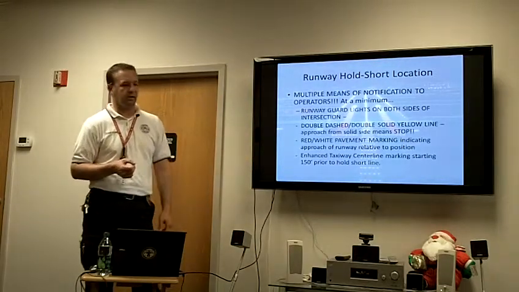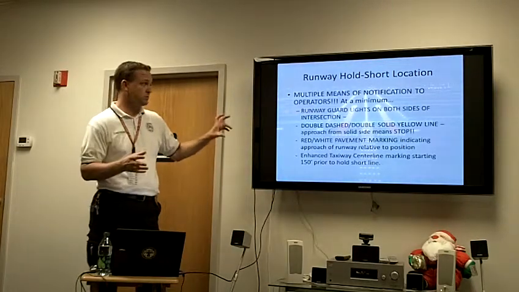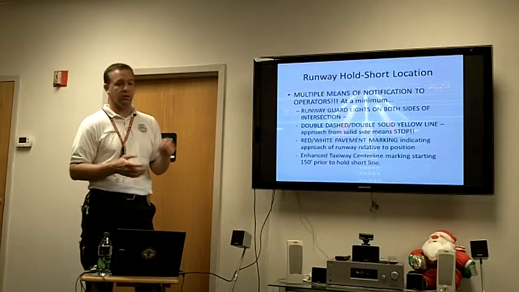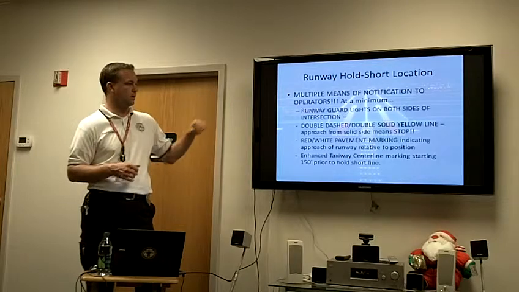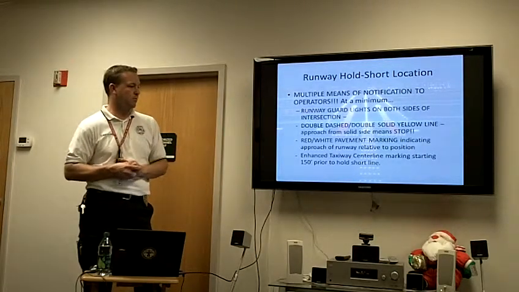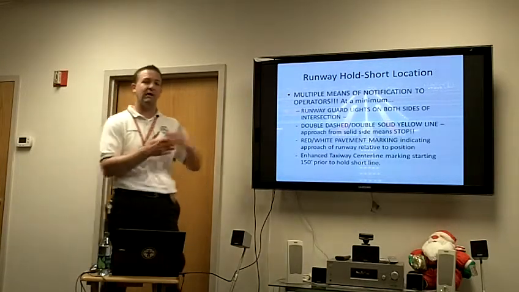Enhanced taxiway centerline is another feature that informs you that you're approaching that marker where you need to hold short and call for clearance from ATCT. The enhanced taxiway centerline marking starts at 150 feet before you get there, so you have plenty of time.